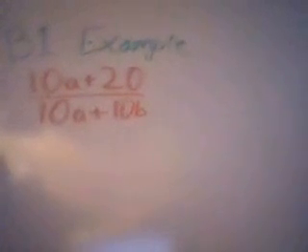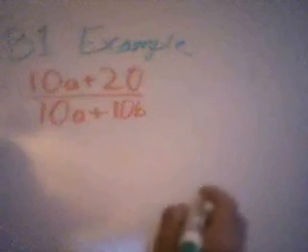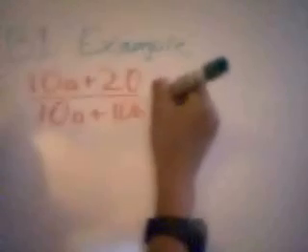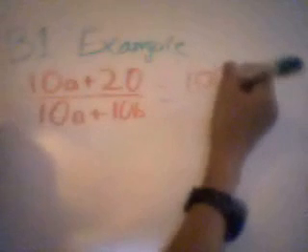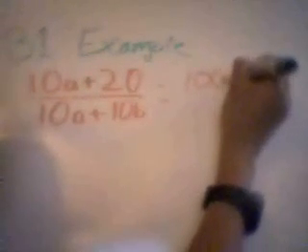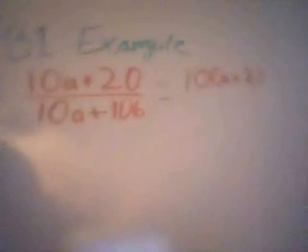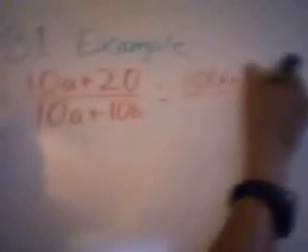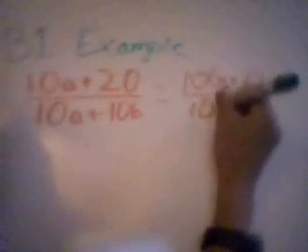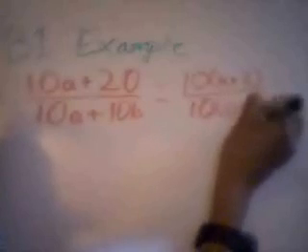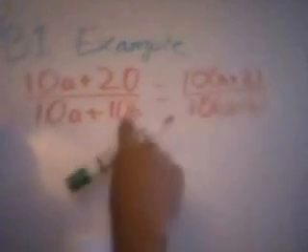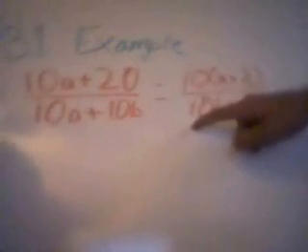Now for example B1. As you can see, 10 can factor out of 10a + 20 and 10a + 10b. Exactly. Now, you will write 10 times (a + 2), because 10 times a equals 10a and 10 times 2 equals 20, and 10 times (a + b), because 10 times a equals 10a and 10 times b equals 10b. As you can see, the 10 and 10 are the same numbers, so you can cancel those out.